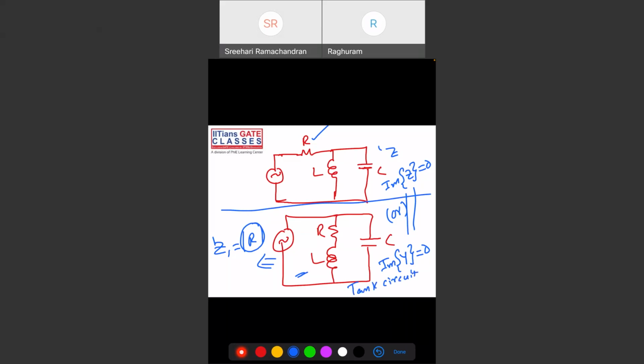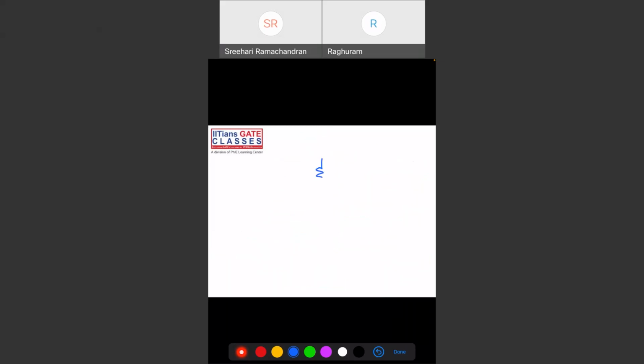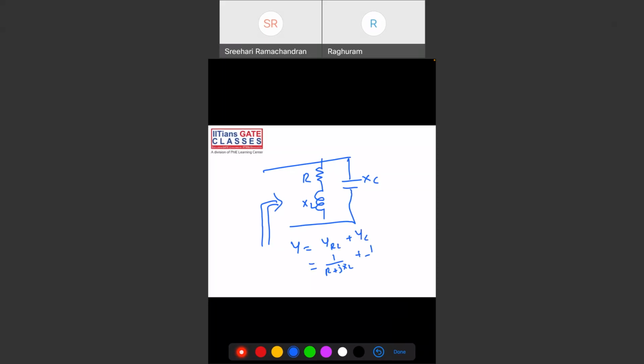Try to solve this, try to find the impedance of it. With R, XL, and XC, you have to find the impedance or admittance. Y is nothing but Y of RL plus Y of C, that is 1 by (R plus jXL) plus 1 by minus jXC. This is how you have to do it. Equate the imaginary term of this to zero, and you will get a condition in omega. That is your resonant frequency.